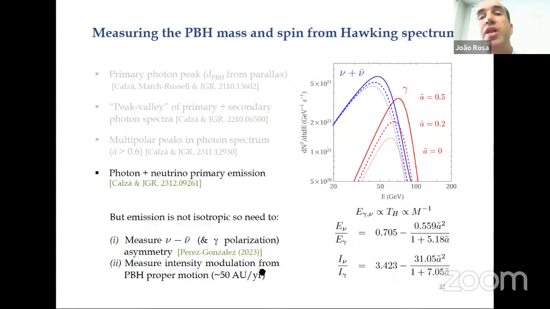Another idea is if the primordial black holes are really close to the Earth, they're moving about 50 astronomical units per year, so they have a proper motion that we could detect. And as they move, their line of sight inclination would change. So you should see a modulation of the intensity of this Hawking spectrum. And from this modulation, we could in principle infer what is the total Hawking luminosity in both neutrinos and photons.